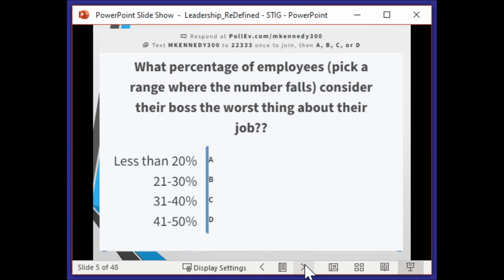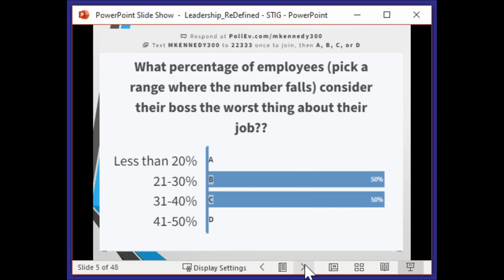What percentage of employees consider their boss the worst thing about their job? Boy, this perhaps now gets us into explanations, maybe, of some of the proneness to depression and anxiety, right? So what do we think?